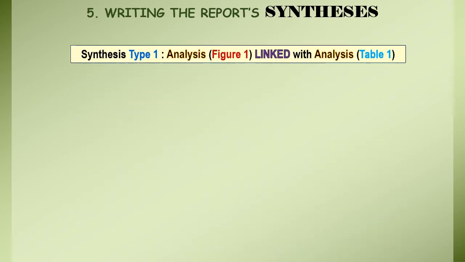Now, let's look at some examples of synthesis. There are different ways to synthesize the information. Basically, when you synthesize, you are linking an analysis from one of the visuals to another analysis or a description from a different visual. In this lesson, I will show you 3 types of synthesis. The first one is when we have an analysis from figure 1 linked to an analysis in table 1.